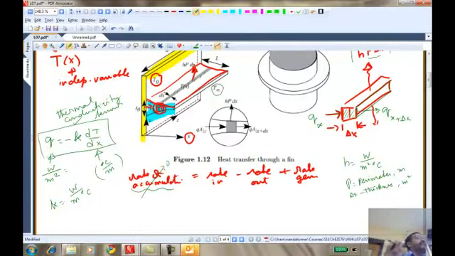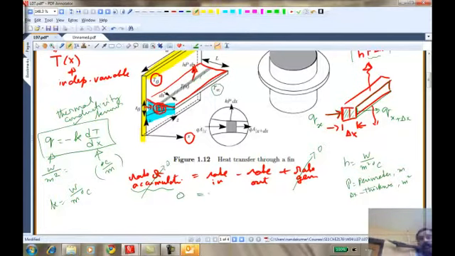But in a fin, another one would be resistive heating. When you're passing current, it generates heat. But in this case, there is no mechanism for generation of heat. So there is no generation. So our model simplifies to simply 0 equals rate in minus rate out.